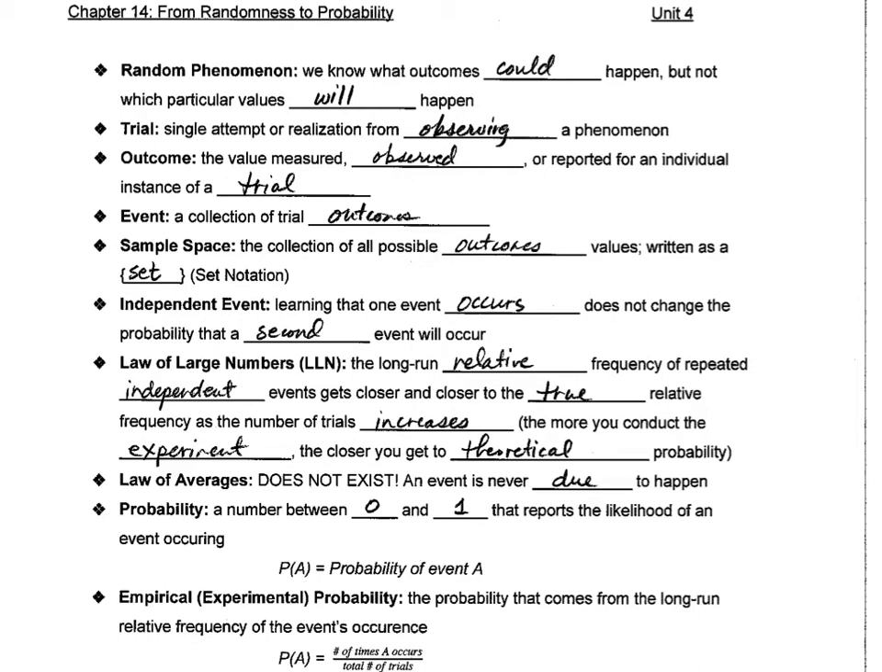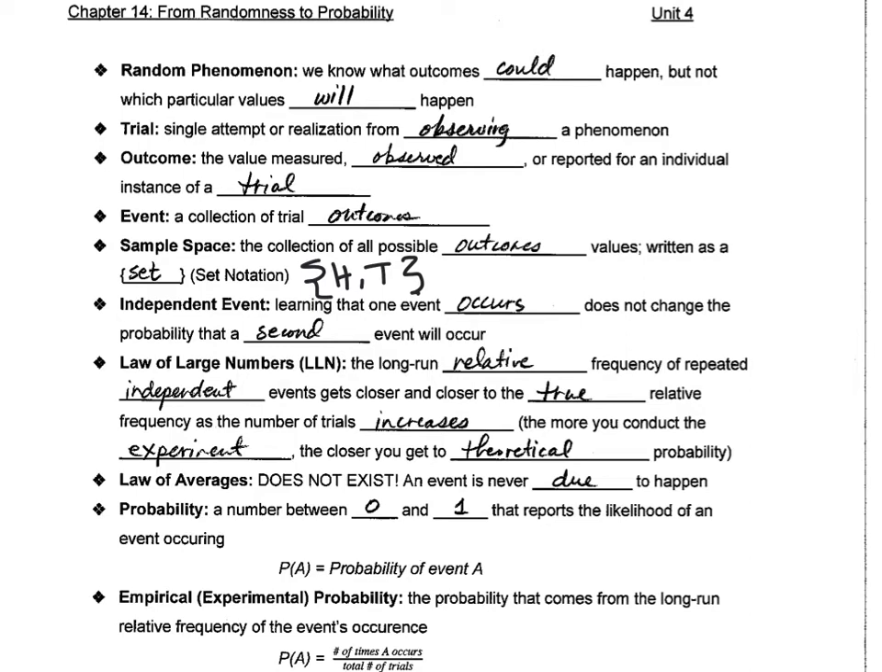That's the sample space. For example, if I wanted to write the possible outcomes for flipping a coin, my possible outcomes would be a heads and a tails. Those are the possible outcomes, around the braces. Okay, so that would be my sample space for flipping a coin.